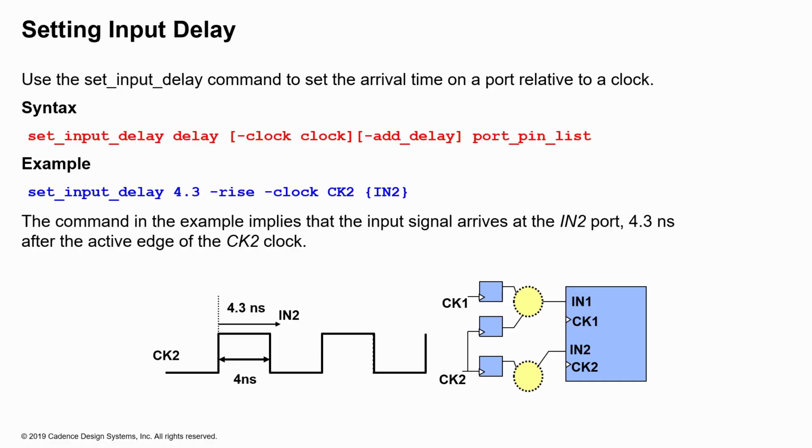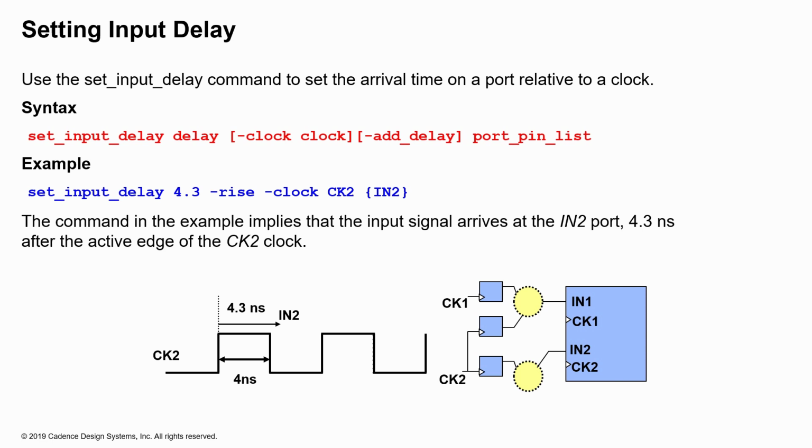You can define the environment of a chip using the set_input_delay and set_output_delay commands. Using the set_input_delay command, you can set the arrival time on a port relative to a clock. With set_input_delay, you specify the delay value, whether it's rise or fall, and you can say what clock it's relative to. In this example, the input signal arrives at in2 with respect to the clock2 clock, and it arrives 4.3 nanoseconds after the active edge of clock2. So that is how you're defining your input delay.